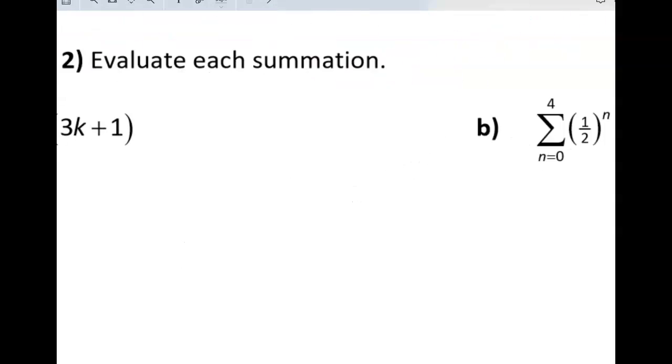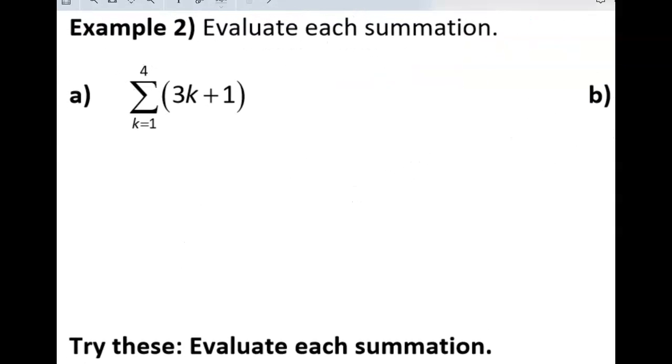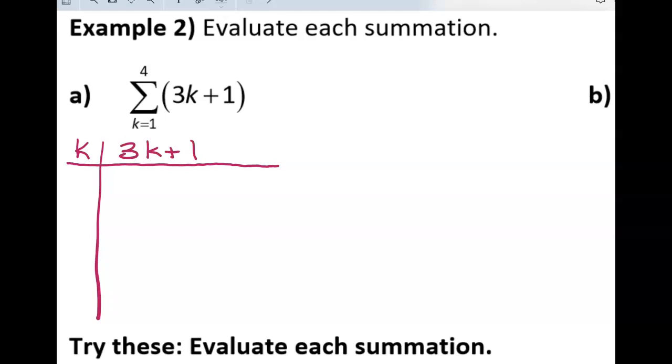All right, now let's take a look at an example where we're actually evaluating the summation. So in example 2a, we have the summation as k goes from 1 to 4 of 3k plus 1. For these, I'm going to suggest that you make a table of values and put your input k in the first column, and then the output 3k plus 1 in the second column. So our k's start at 1 and then count up to 4. And so now we're just going to fill in the other side of the table.